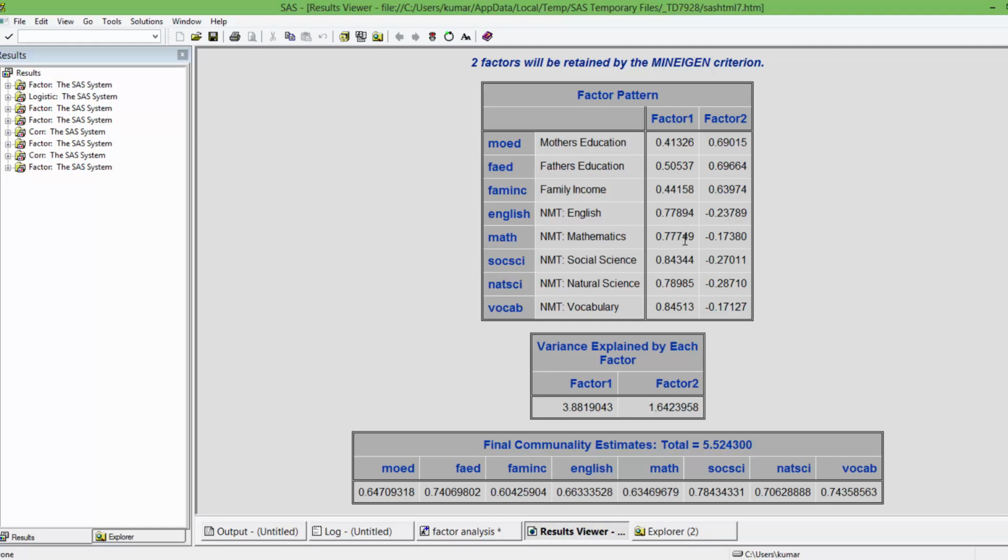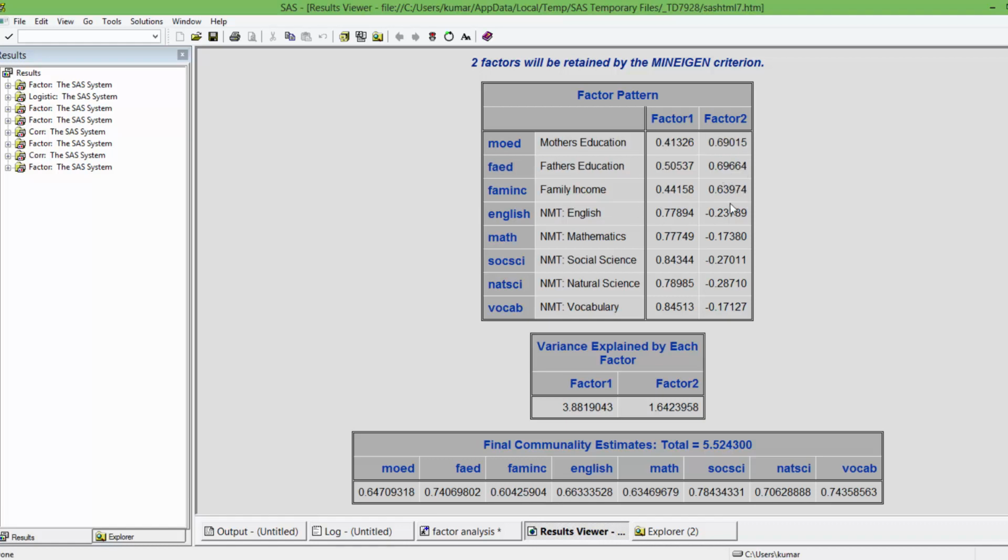Okay. So there is a trick here, how to club variables, right? We have got factor 1 and factor 2. So how to club variables into separate factors? Wherever you have a higher coefficient, just mark it. First variable, mother education, I'll mark this one. Second variable, father education, factor 2 coefficient is higher, again I'll mark the second one.